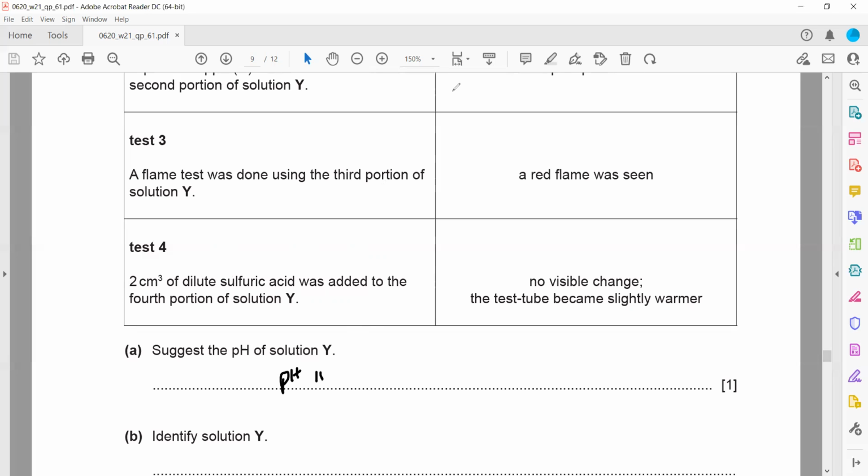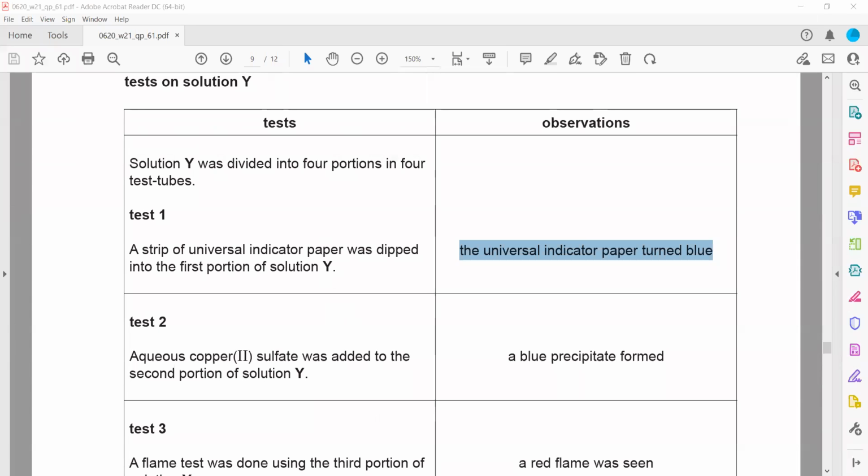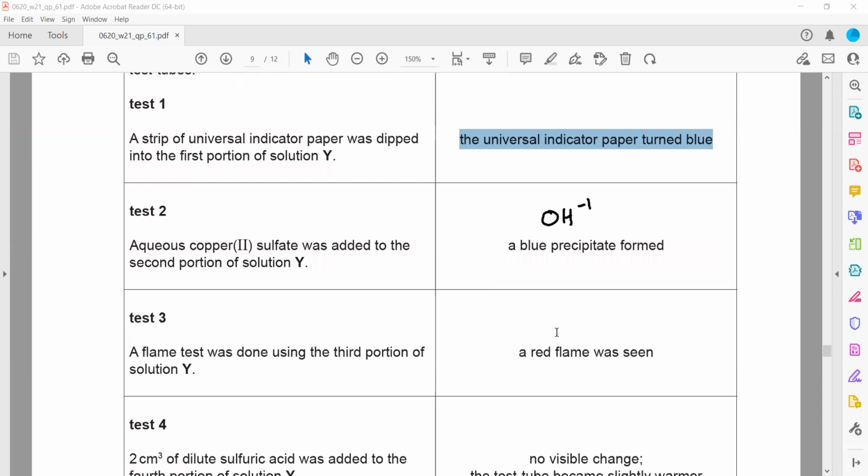Then identify solution Y. How do we identify solution Y? Because it's an alkaline solution, this test indicates a hydroxide ion is there, and a flame test indicates a lithium ion is there. So there's a lithium ion and hydroxide ion.